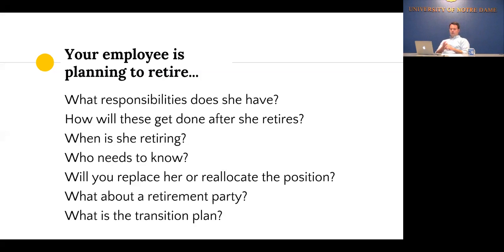You would need to figure out what are the responsibilities? How are these things going to get done? When is she going to retire? What's that transition look like? Again, it's who are you informing? So if you're going to decide to retire, who do you need to inform?